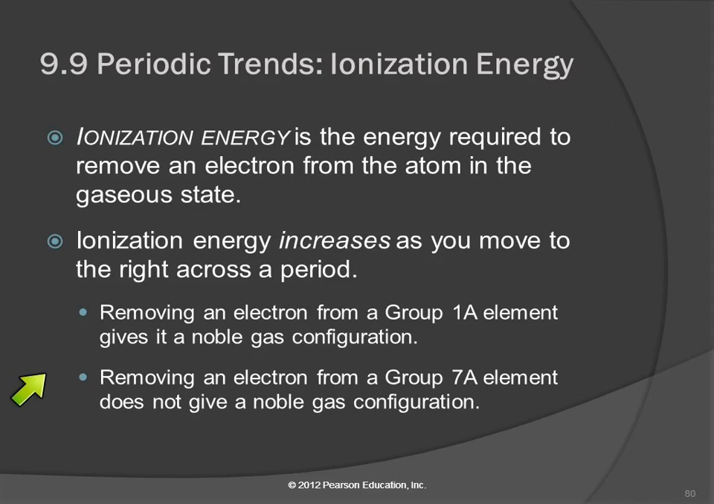And these are ideas of how to remember this. If we remove an electron from a group 1A element, it gives it a noble gas configuration. If we remove an electron from a group 7A element, it does not give it a noble gas configuration. In fact, it moves it away from the noble gases. So we can remember that sodium, potassium, rubidium, removing one electron from them is no big deal. Removing an electron from an element on the far right side is going to be a bigger deal. It's going to require more energy.